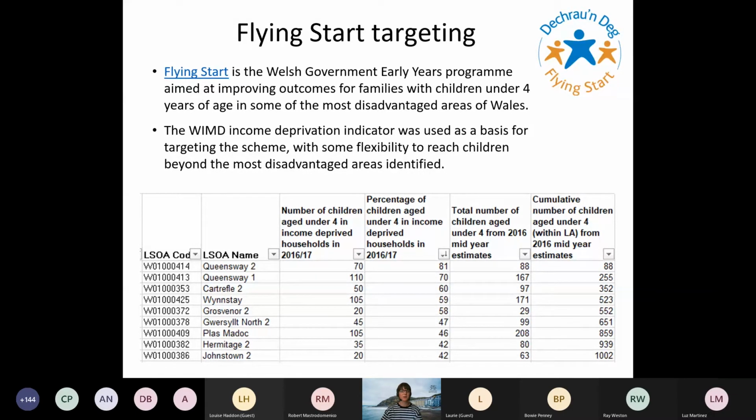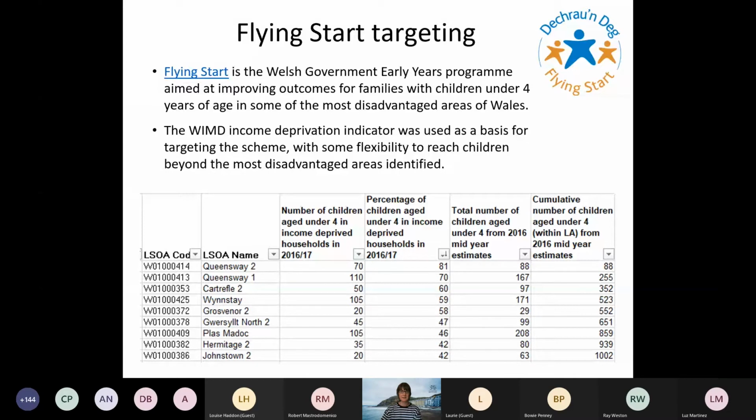Because it's an area-based programme, it targets all children in the area, and the last two columns show the total number of children in Queensway 2 is around 88. So 80 of those were income-deprived households, 8 of them not, but they're all targeted by the area-based scheme. And overall for Wales, we estimate that around 40 to 50% of under 4s in income deprivation live in Flying Start areas.